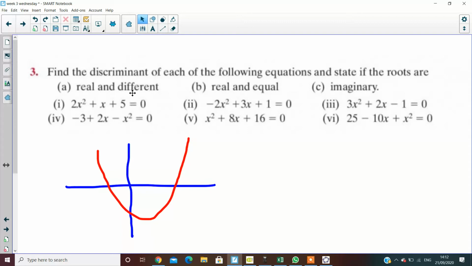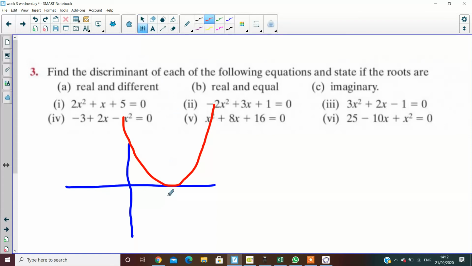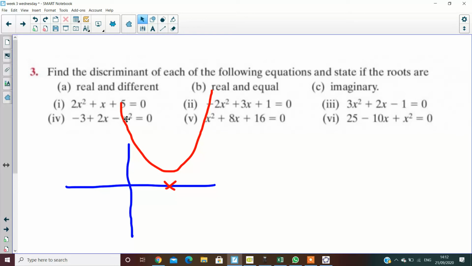Now, what happens if I move it like this? What can you say this time? Real and equal. Because it only hits it once. There'll be only one point where it hits the x-axis. And what happens when it doesn't touch at all? Imaginary, okay?